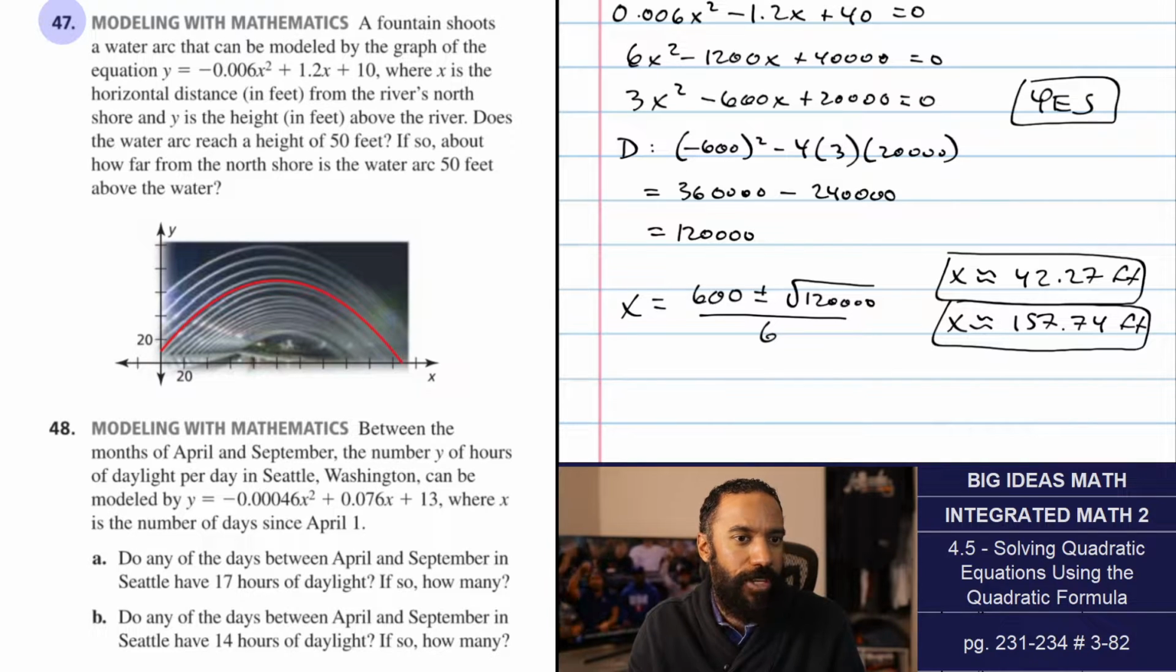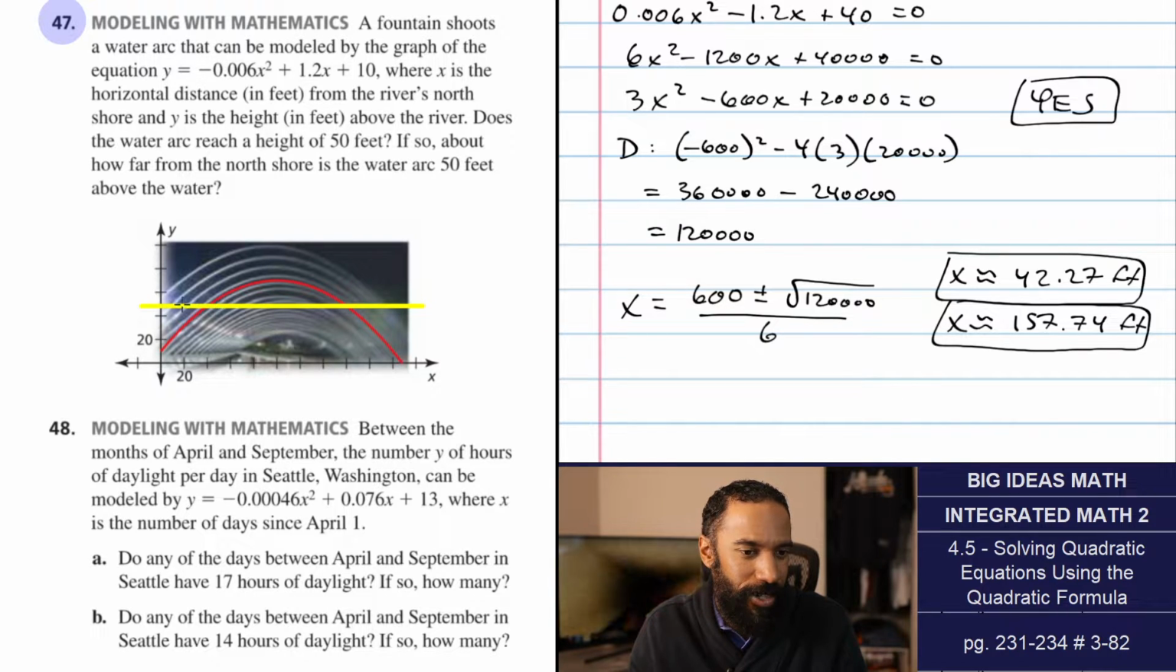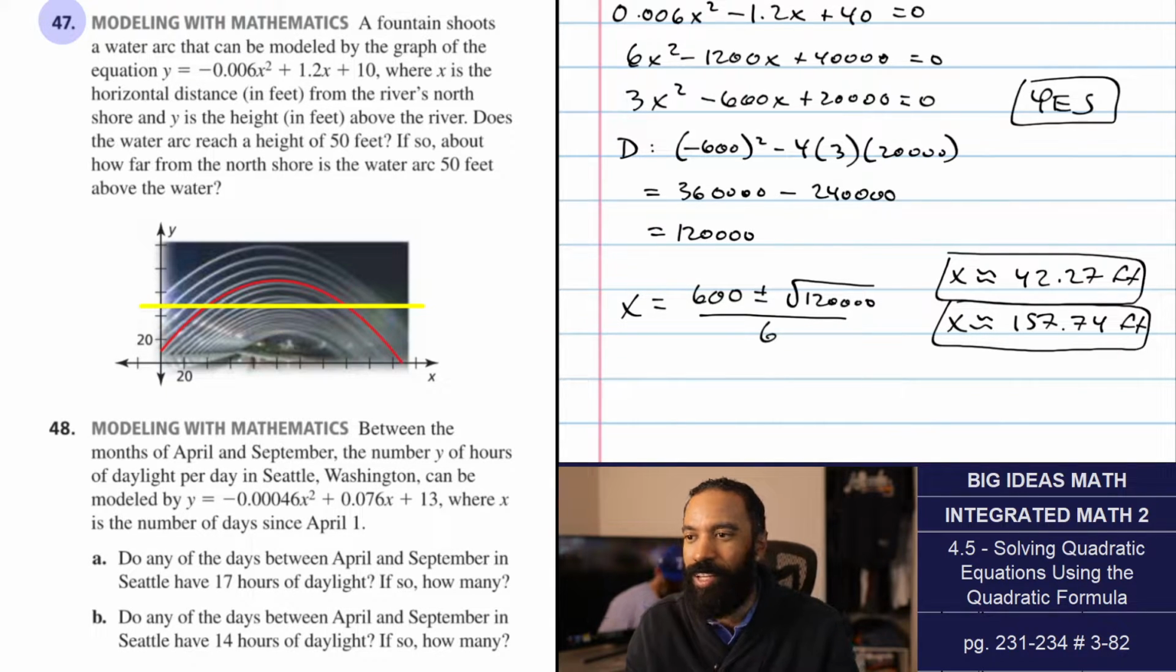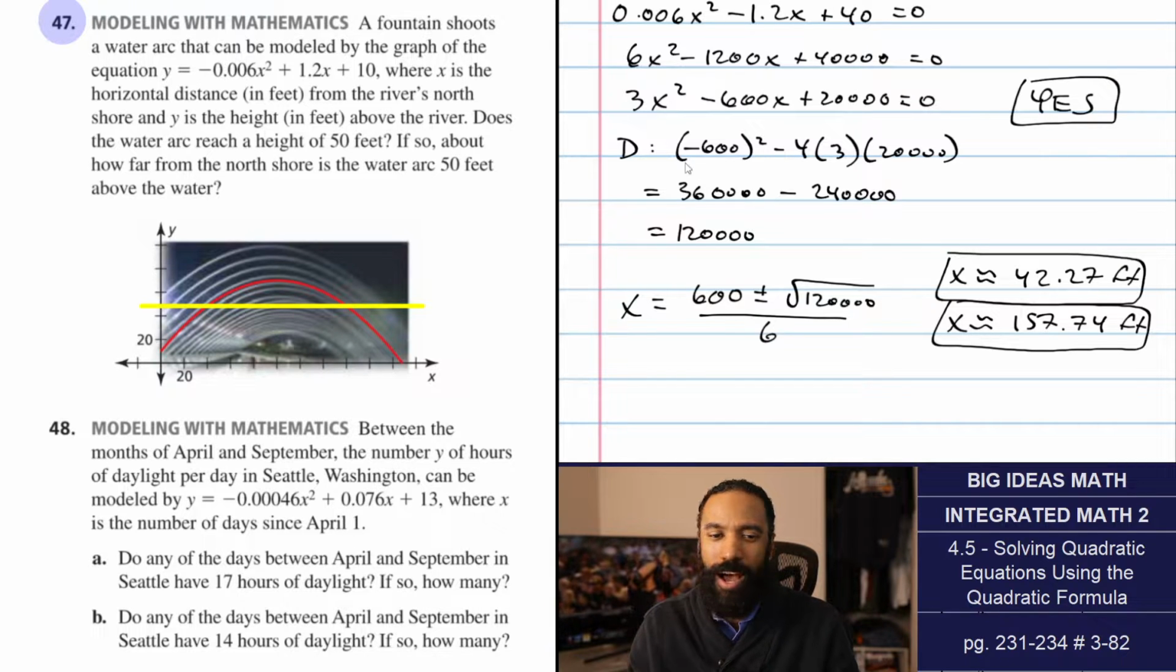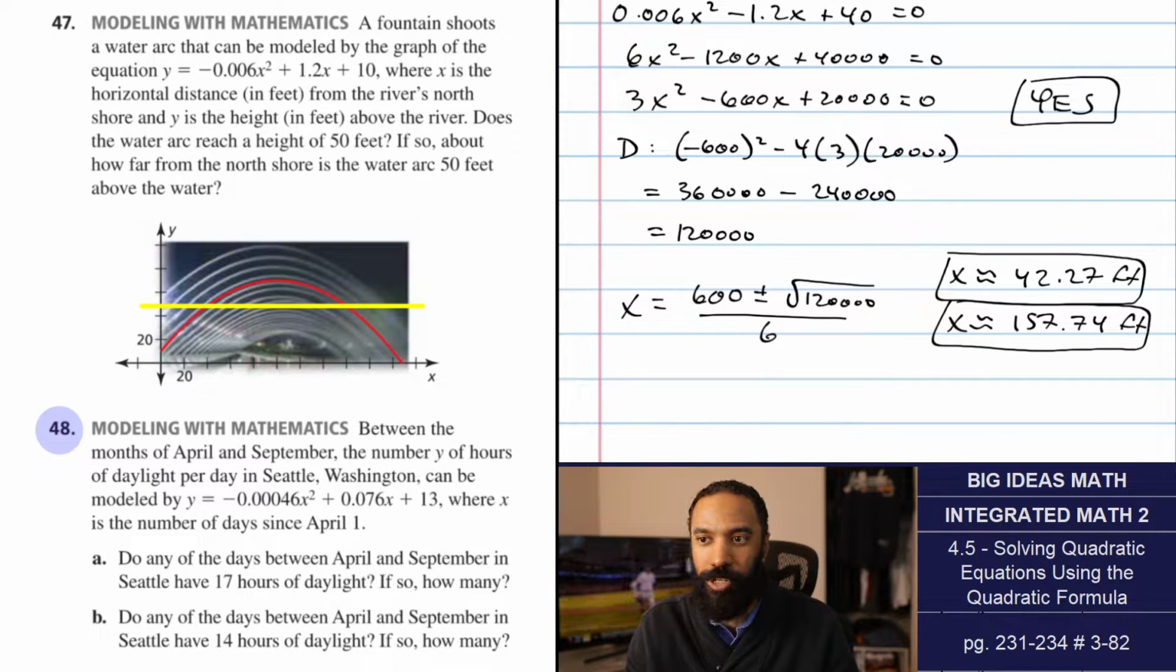Okay. This graph seems to represent that as well. I'm not sure if this is drawn to scale, but here's 20, here's 40. 50 would have been like right here. So apparently it hits totally. That totally works. All right. That is just one problem, number 47. You know we're going up to number 82, right? So let's keep moving.